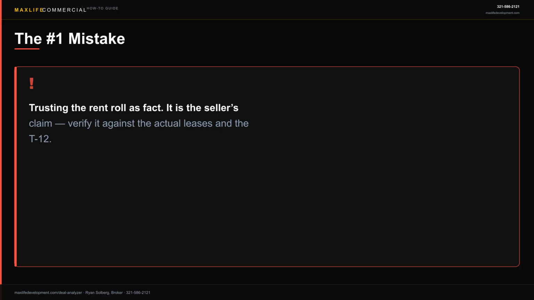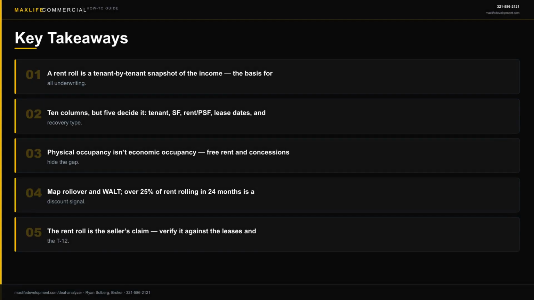The leases and the T12 tell you what is true. Let's lock it in. A rent roll is a tenant-by-tenant snapshot of the income, and it is the foundation under every number on the deal. It has about 10 columns, but 5 decide it. The tenant, the square footage, the rent per square foot, the lease dates, and the recovery type. Remember that physical occupancy is not economic occupancy. A full building can still be half paying. Map your rollover in your WALT and discount hard when more than 25% of the rent rolls inside 24 months.